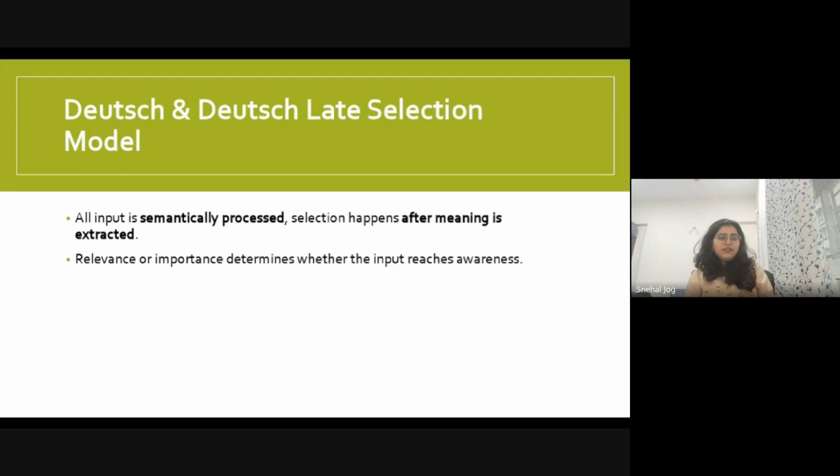But the late selection model says that no, you are wrong. All the information gets processed semantically first. Semantically means you're looking for meaning. Everything you understand, and only after meaning making has happened, then you decide whether a particular thing is important or not. Okay. So it is like, for example, if I'm just giving you an analogy, you open your Gmail and you're reading all the emails, and then you're replying only to the ones which are most important.